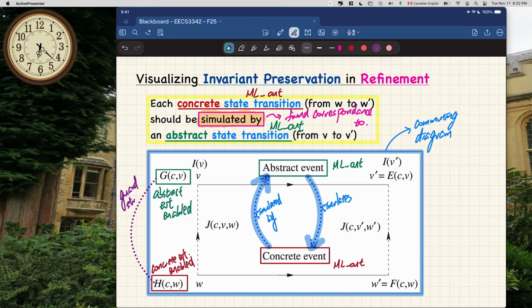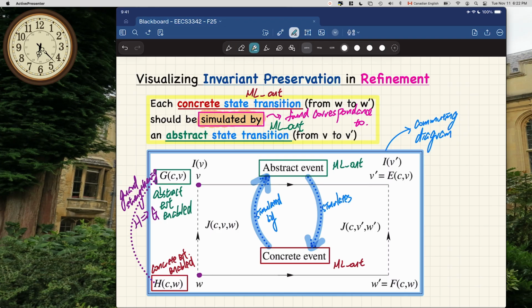Guard strengthening, which is H implies G, right? Somehow related to the guard strengthening coverage earlier, right? So now at this point here, and also at this point right here, is a good starting point where both versions of the event are enabled. So we can now take that transition, okay?